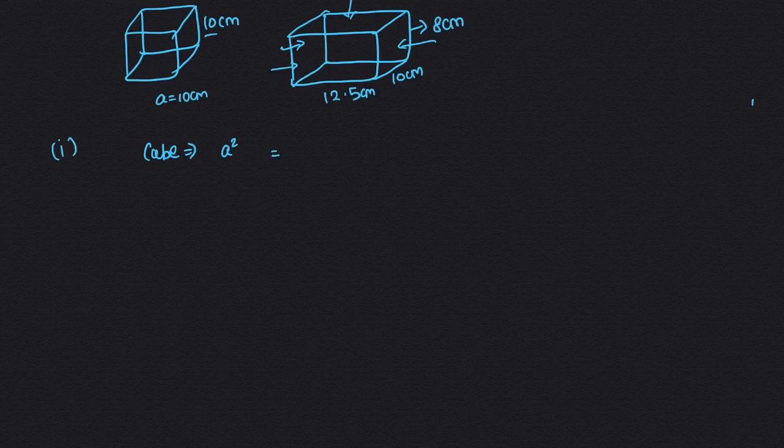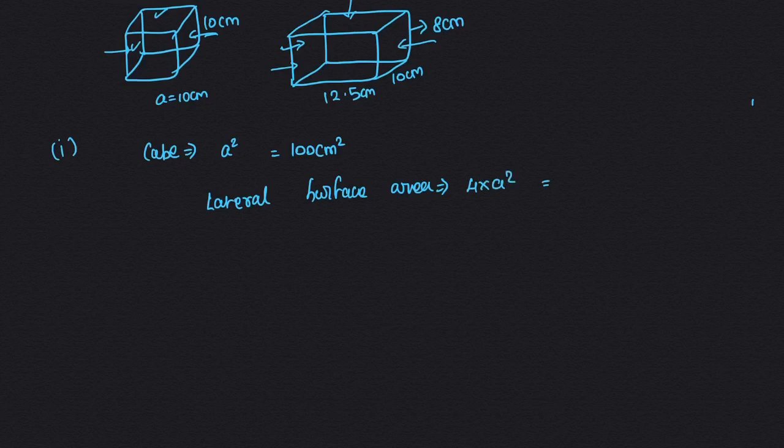So 10 into 10 is 100 centimeter square for one side. We need to multiply 4 times because front, back, and right and left. So the lateral surface area is equal to 4 times a square. That means 4 times 100 centimeter square. So the final value is 400 centimeter square.